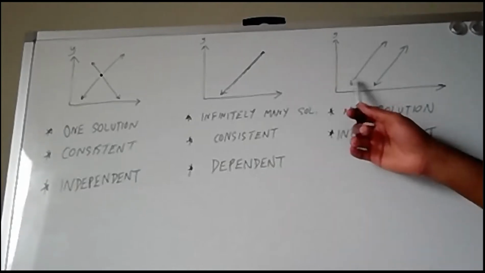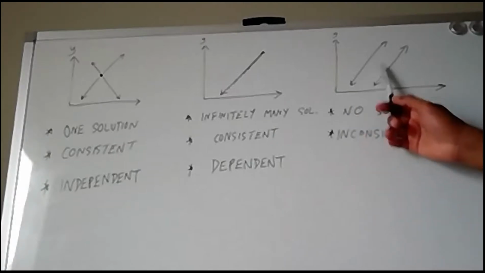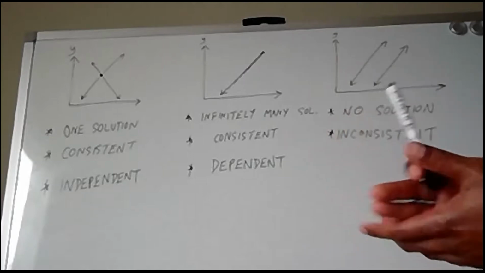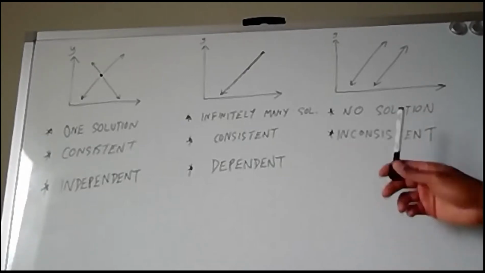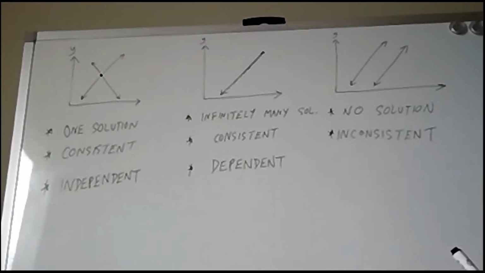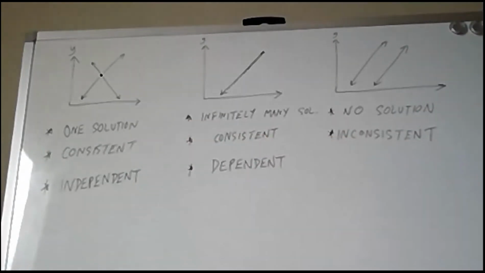Over here we have two lines, but there are no solutions because these lines do not intersect, and these lines are not on top of each other. They're not the same. So we would say that such a system has no solution, all right? We would also say that such a system is inconsistent. So notice that these two systems are consistent, but this system is considered to be inconsistent. So whenever you have a system that has no solution, it is considered to be inconsistent, okay?